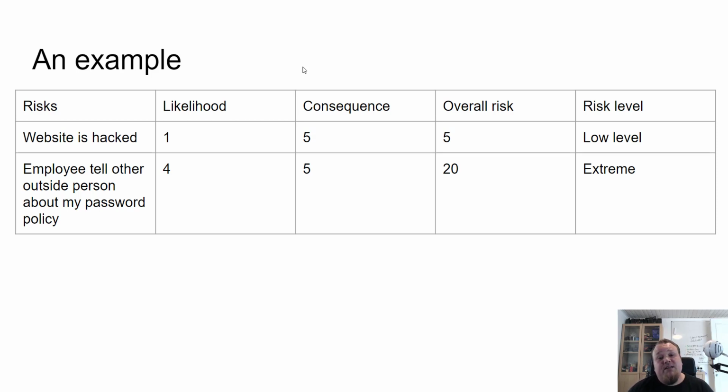The consequence again is a bit easy to probably guess. If the website is hacked, it's pretty bad. So I would say it's probably 5. The likelihood in this case I set to 1, so the overall risk is 5. It's just an example. It could also be an employee telling an outside person about my password policy.